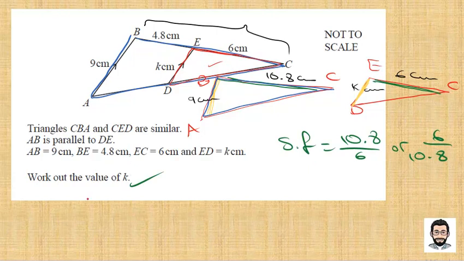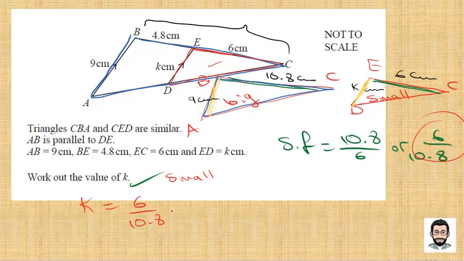So if you want to find K, ask yourself, K is big or small? We have here the small, and we have here the big one, and K is what? K is related to the small one. So small, I'm gonna use, of course, this one. So 6 over 10.8 times K is corresponding to what? Yes, great. The orange, like the orange, times 9 equals, great, it's going to be 5 centimeter.